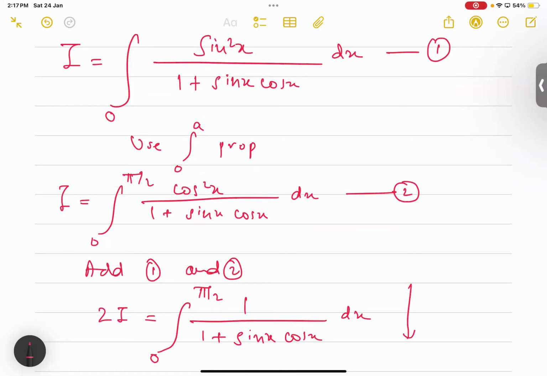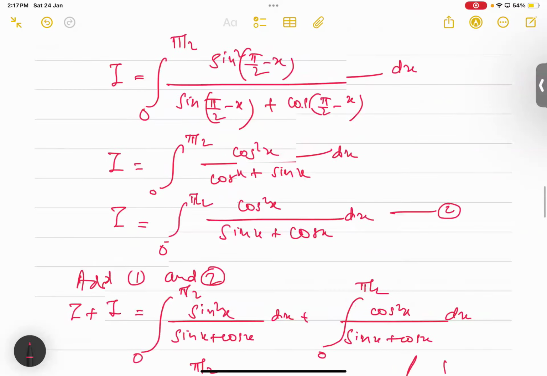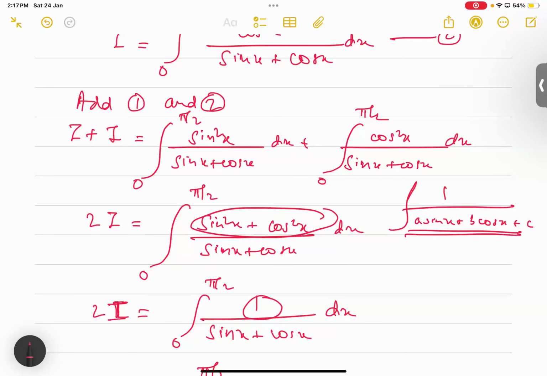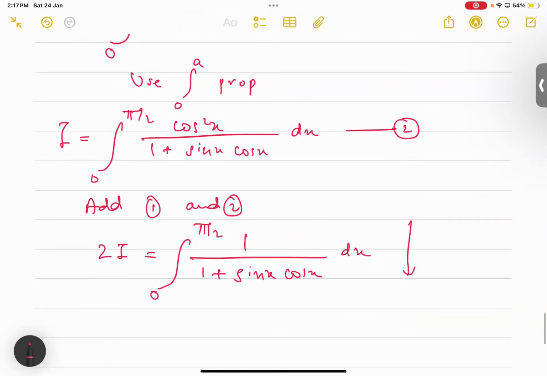Yes, please ask. You were asking something. You said that sometimes this property can be applied, but it won't do anything. Can you give an example? Here we were able to add sin square plus cos square, no? The numerator got changed. Sometimes it will not change, so property application does not make any sense. The numerator has to change. Some cancellation, addition, subtraction, something has to happen after application of the property. Okay, now see everyone.